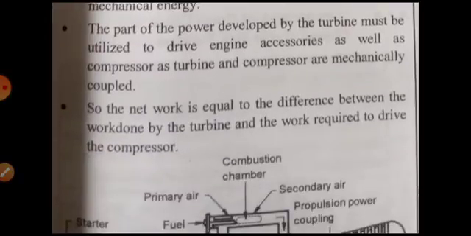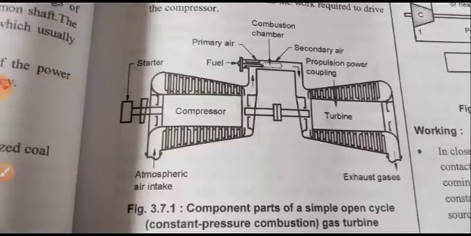The part of the power developed by the turbine must be utilized to drive engine accessories as well as the compressor, as turbine and compressor are mechanically coupled. So the net work is equal to the difference between the work done by the turbine and the work required to drive the compressor. Here is the figure.